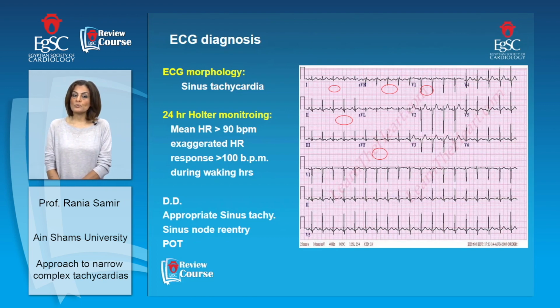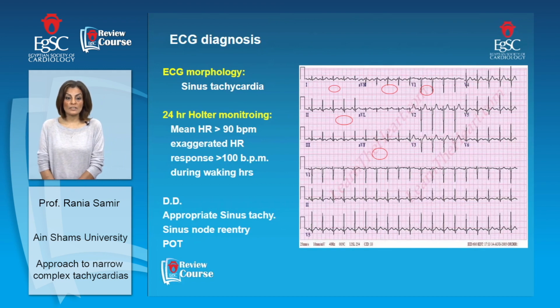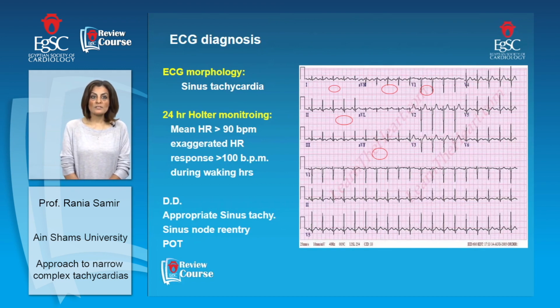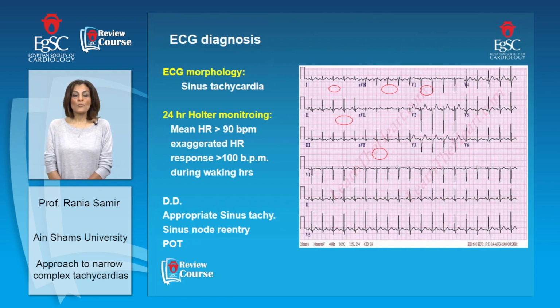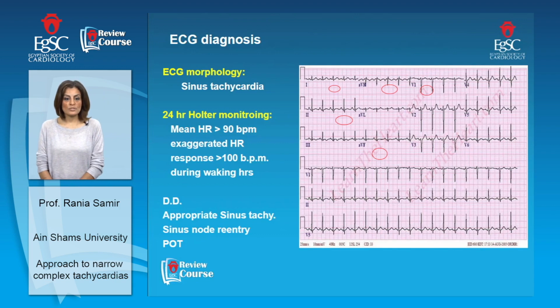Also, one of the most important differential diagnoses of inappropriate sinus tachycardia is postural orthostatic tachycardia. It's a sinus tachycardia caused by orthostatic stress, where there is an increase in the sinus rate of more than 30 beats per minute, or more than 40 beats per minute during adolescence, when the patient changes position from supine to standing after 30 seconds.